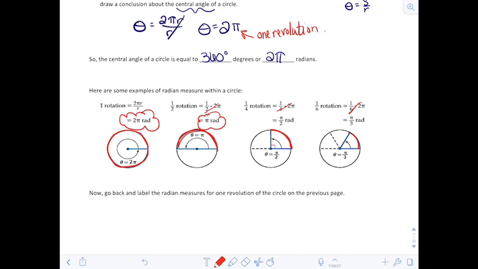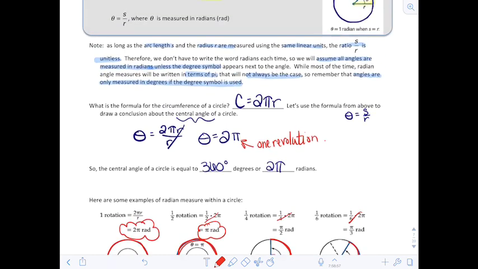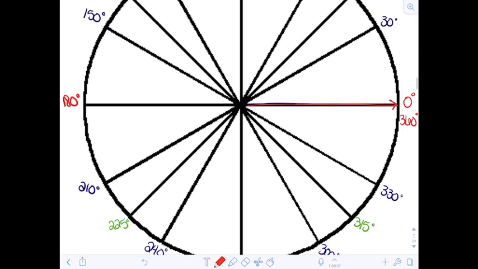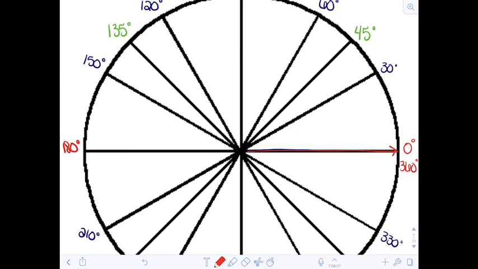Okay, so now we're going to go back and label the radian measures for 1 revolution of the circle on the previous page. I'm going to break it down just like I did with degree measures. So if we go back, and now we're going to talk in degrees, 0 degrees is the same as 0 radians.